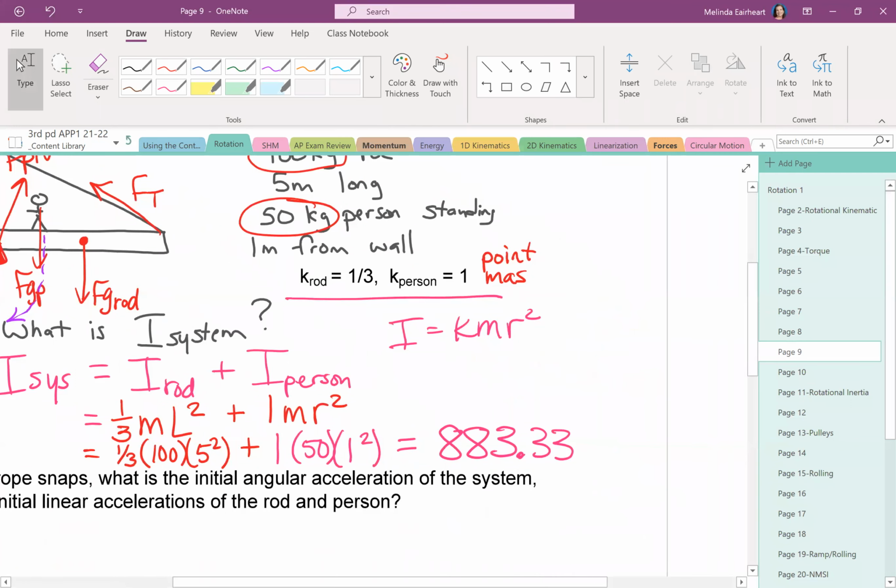883.33. Oh, what's the unit for inertia? Miss Earhart, you haven't taught us the unit yet. It doesn't have a nice Newton or joule or watt. It really comes from the equation. And so the unit, well, the constant has no unit. Mass, it's kilogram. Times a radius squared, SI unit for radius squared would be meters squared. So it's 883 kilogram meters squared.